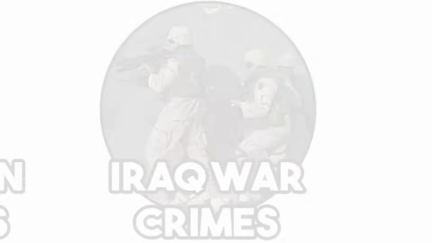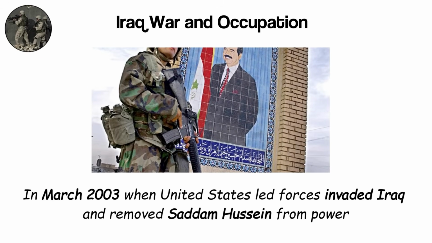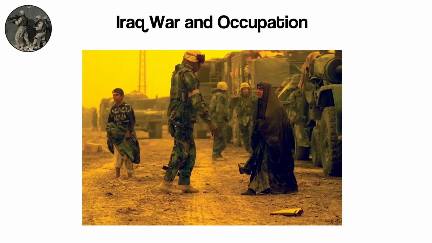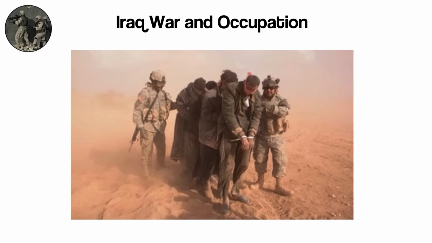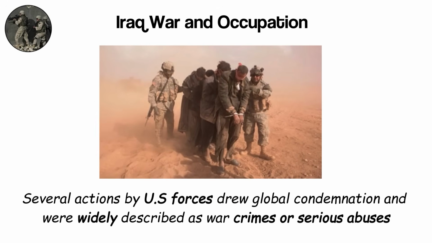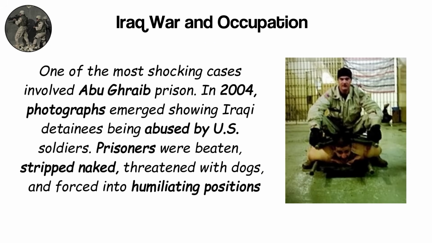The Iraq War began in March 2003, when United States-led forces invaded Iraq and removed Saddam Hussein from power. After the invasion, the country entered a long period of occupation marked by violence, instability, and widespread civilian suffering. During this time, several actions by United States forces drew global condemnation and were widely described as war crimes or serious abuses. One of the most shocking cases involved Abu Ghraib prison.